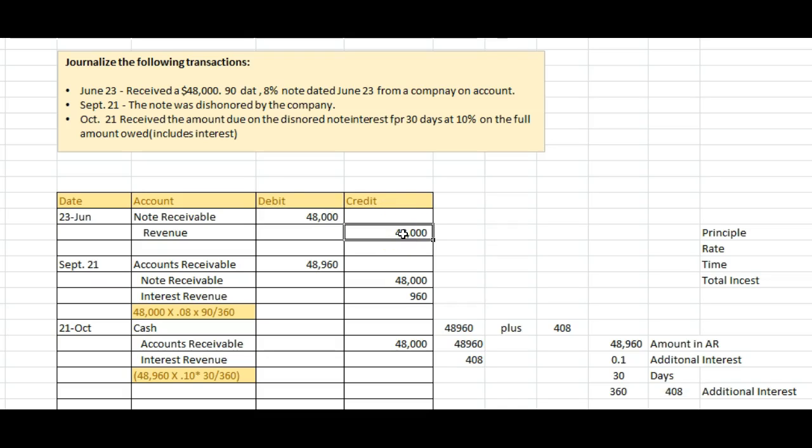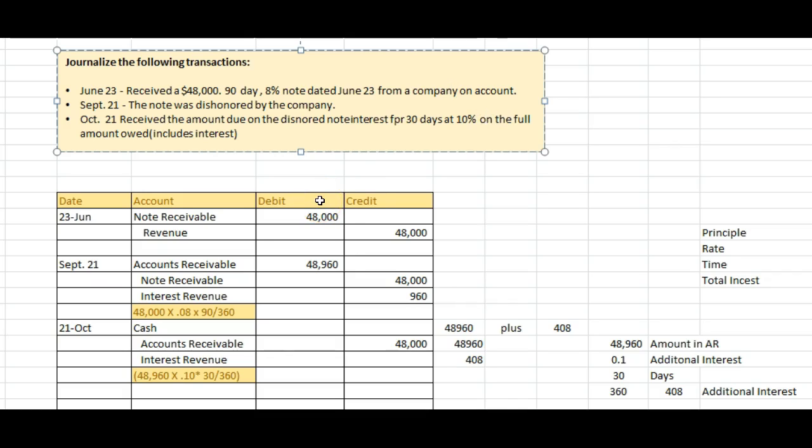You've put it in, okay. You received a note, and there's a couple of typos here. I apologize for that. And from a company on account, okay, so you have a note receivable. I'm not sure why you have a revenue, a notes. Okay, so it is a revenue, okay. So now, you've got this right now.